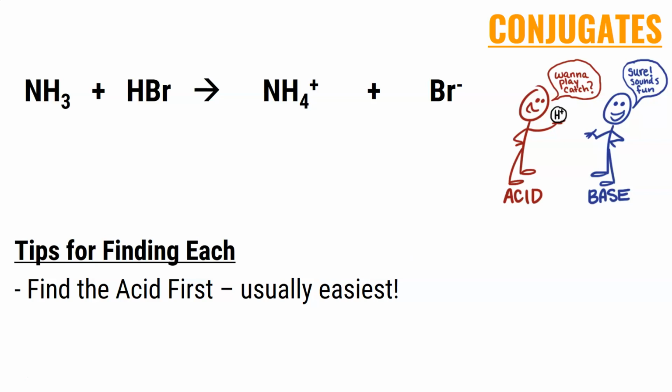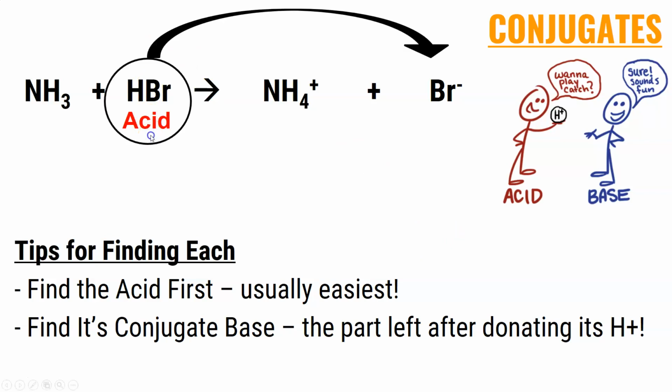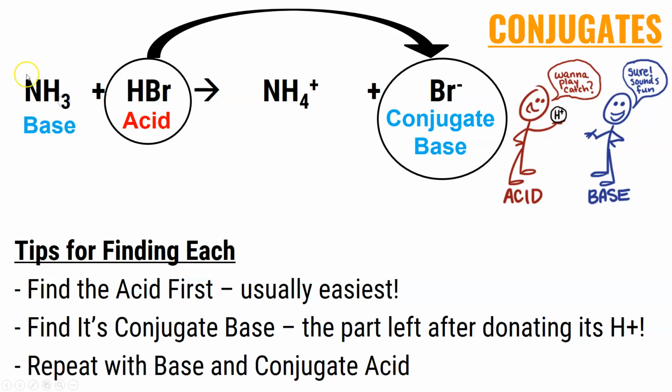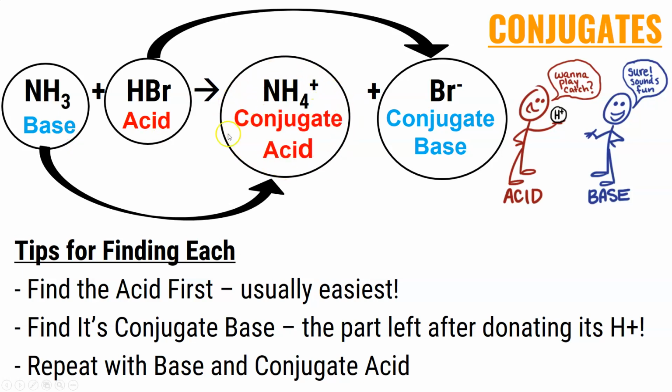Then what I like to do is find its conjugate base. What did this turn into once the hydrogen left? Well, this turned into that. This ion is basic. It came from an acid. Now this is my base. It accepted that hydrogen. It turned into this. This is acidic.